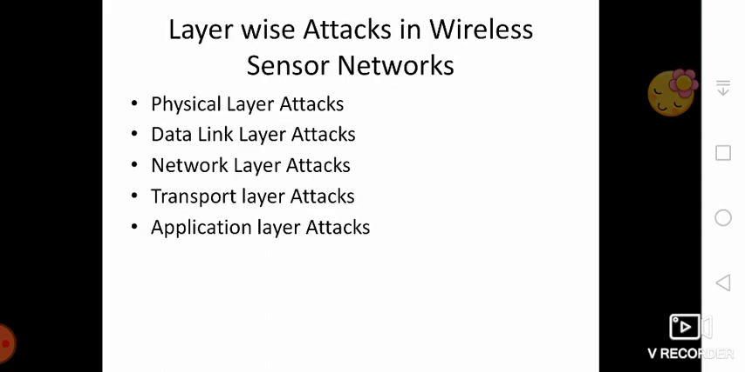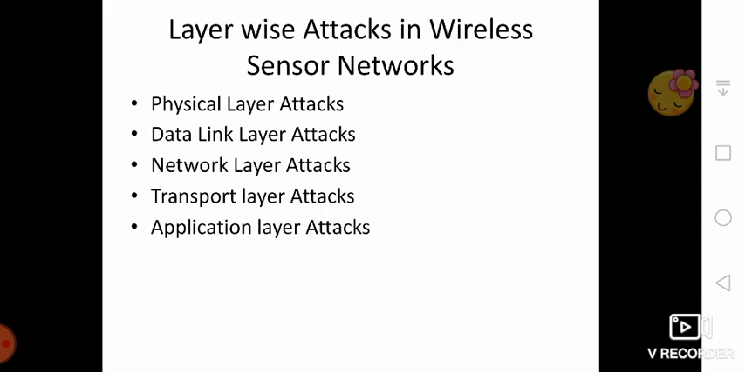Next is layer wise attacks in wireless sensor networks. This will explain the WSN layer wise attacks. First one is the physical layer. In the physical layer, we have jamming, radio interference, and tampering or destruction.